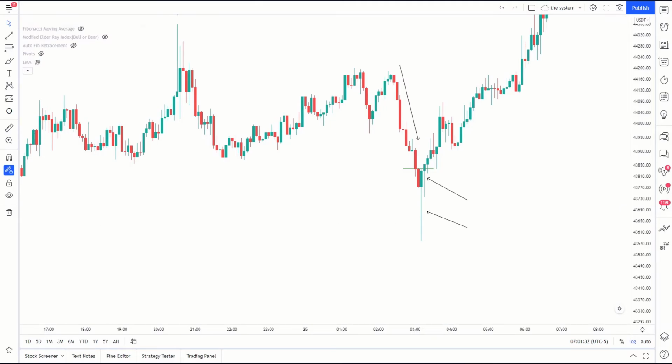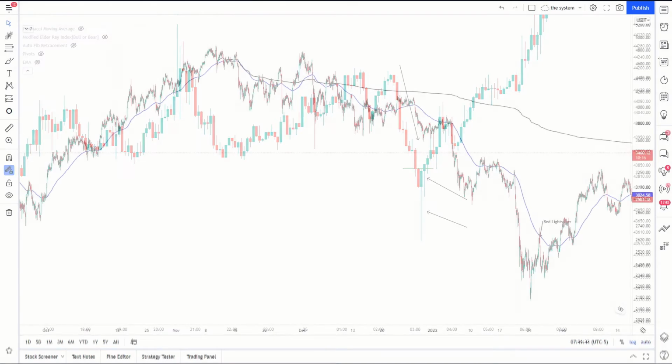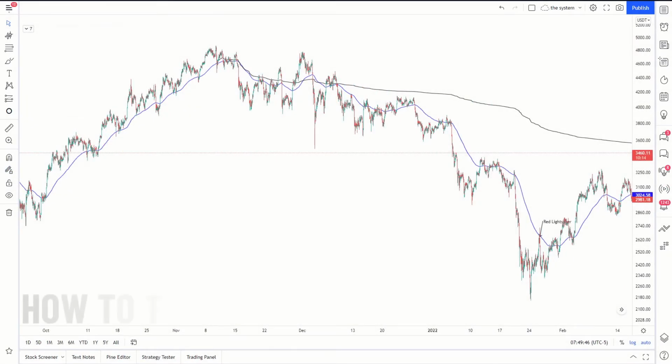If you keep the rules and the characteristics of the lightsabers in mind, I'm sure that it will be a very strong addition to your trading plan. Let's take a look now at the red lightsaber.